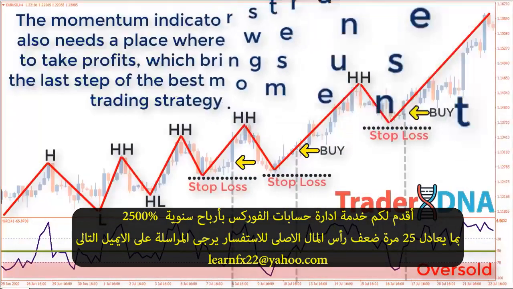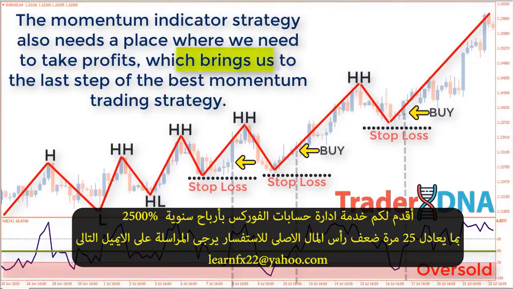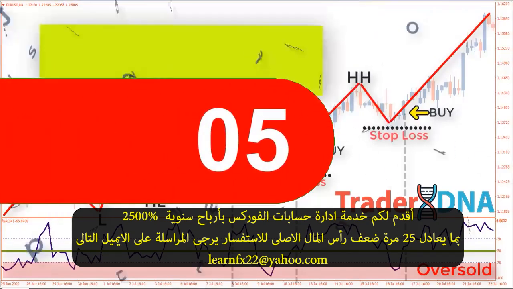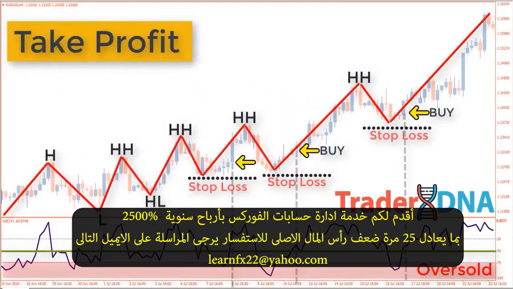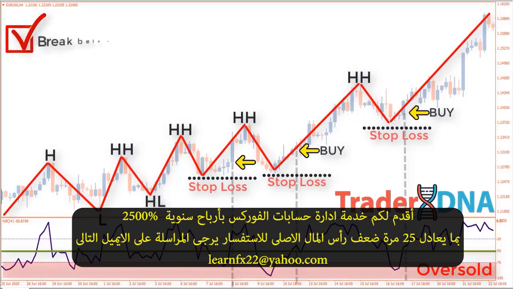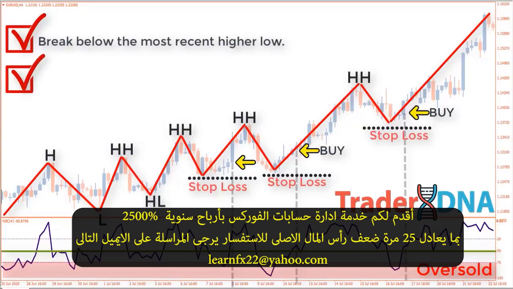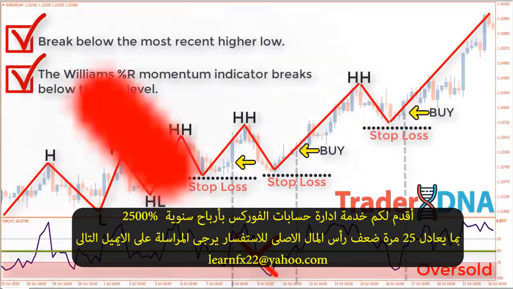Last but not least, the momentum indicator strategy also needs a place where we take profits, which brings us to the last step of the best momentum trading strategy. Step 5. Take profit once we break below the previous higher low. The trend in motion can stay in that state longer than anyone can anticipate. And since we want to maximize our potential profits, we let the market tip its hand before liquidating our trades. In this regard, we look for a break in the trend structure, respectively a break below the most recent higher low. Alternatively, you can take profit once the best momentum indicator breaks below the -50 level.